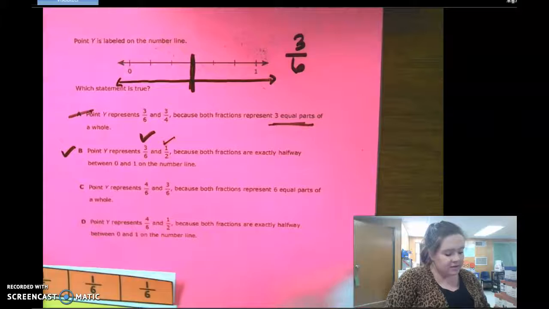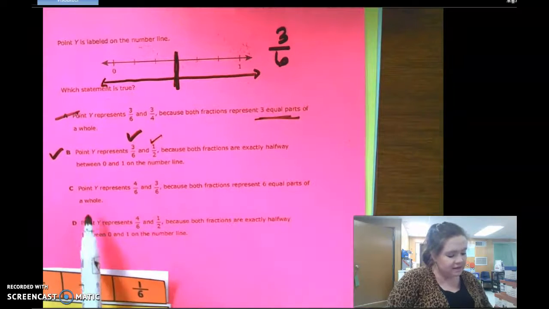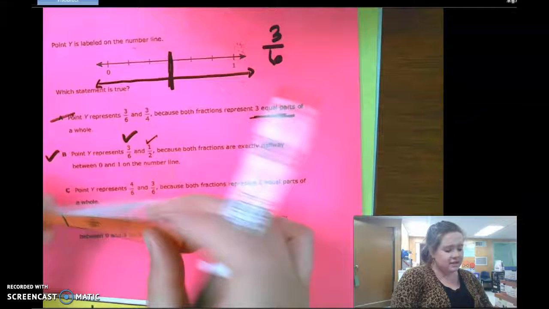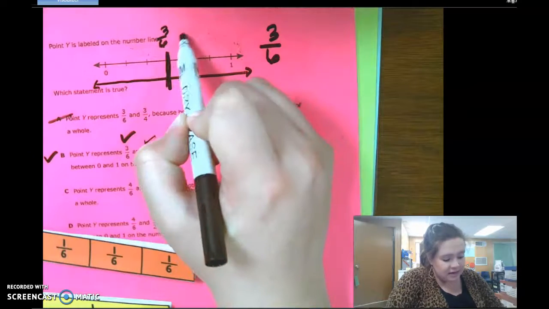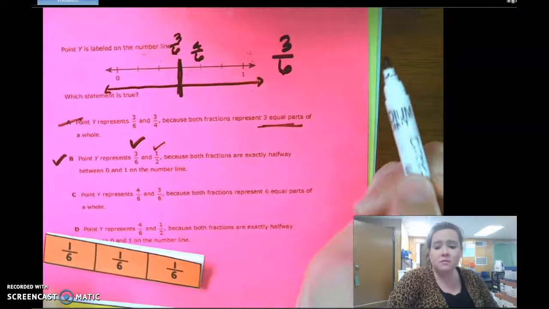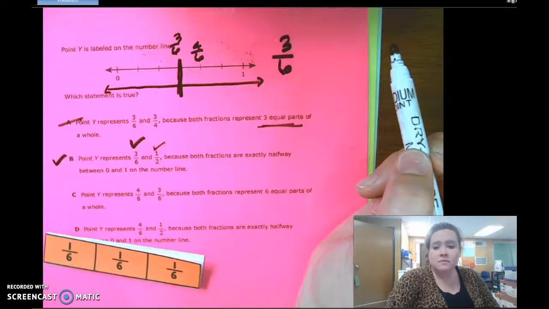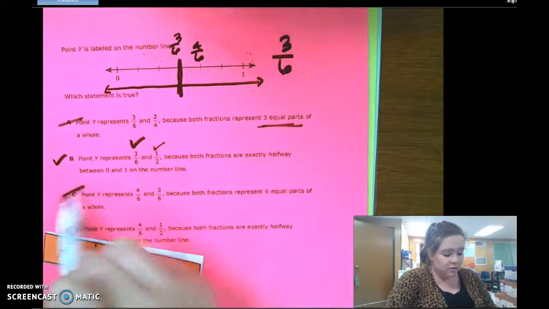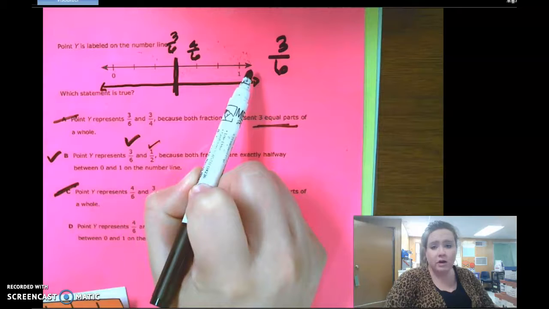Point Y represents 4/6 and 3/6 because both fractions represent 4/6 of a whole. Well, this right here is 3/6 and this is 4/6. Are those going to be the same amount? No, those are not going to be the same amount. 4/6 is going to be closer to 1 on your number line.